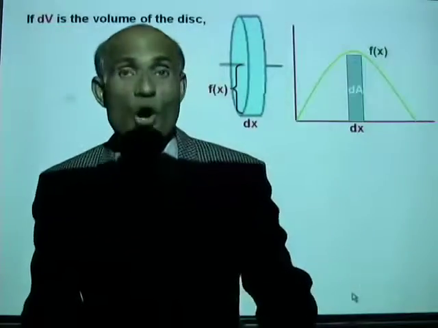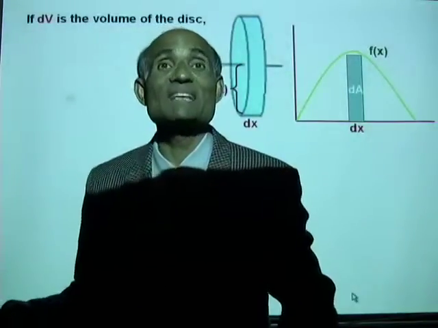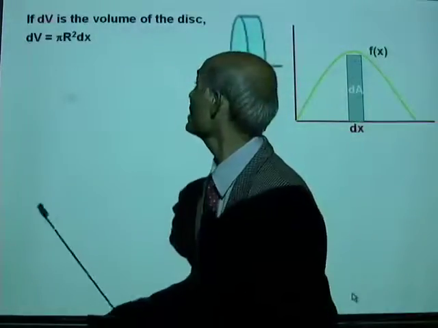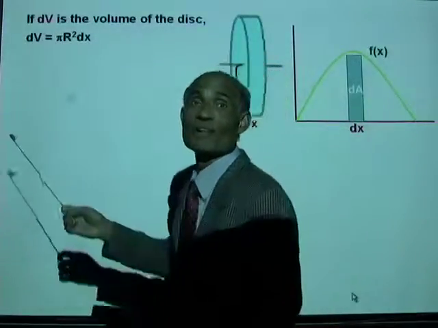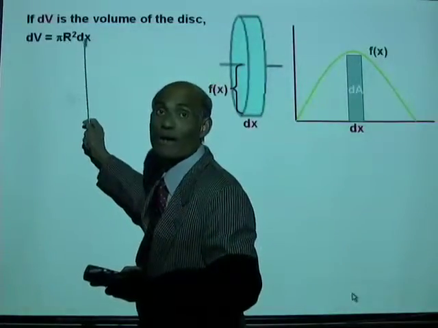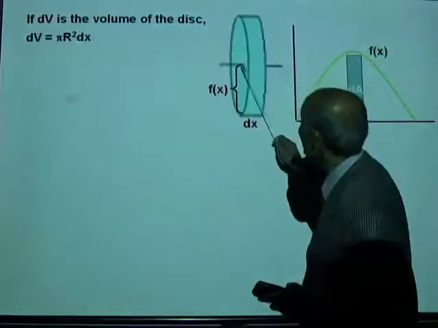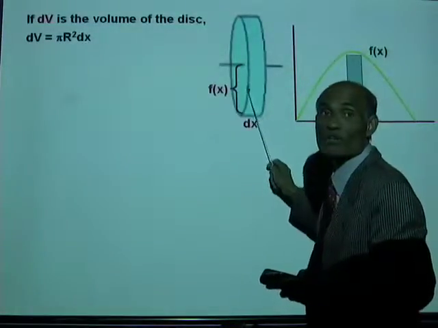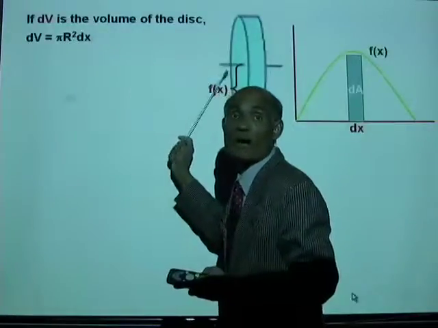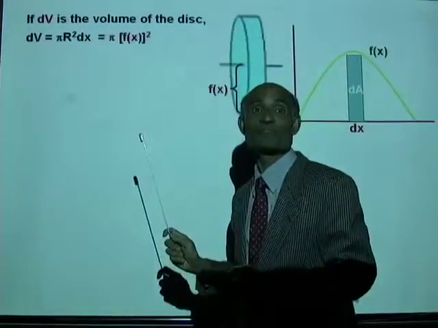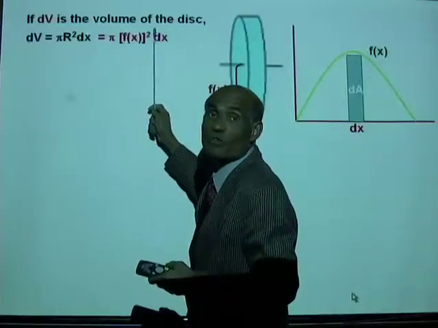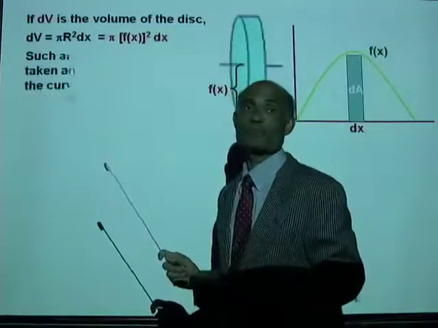And we're going to call the volume of the disk dV. So if dV is the volume of the disk, then dV equals pi r squared dx, where r is the radius of the disk. That means I can replace this r by f of x. That's right. So that will be pi times f of x squared dx.